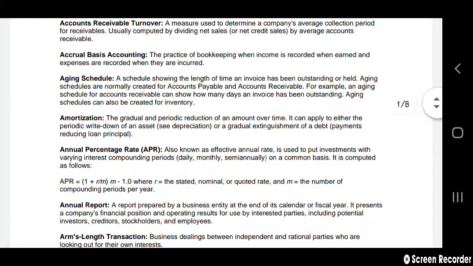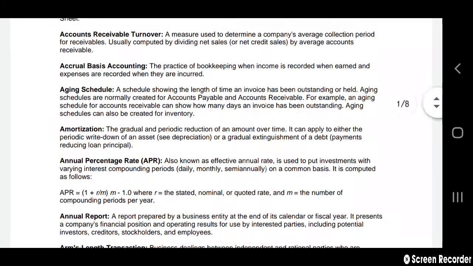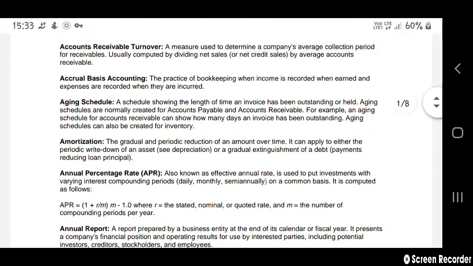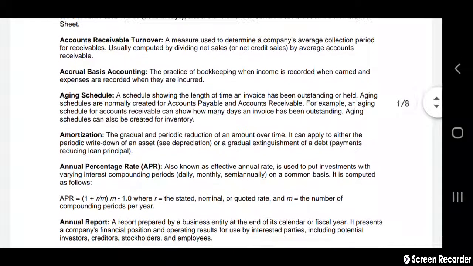Accounts receivable turnover: a measure used to determine a company's average collection period for receivables, usually computed by dividing net sales by average accounts receivable. Dividing the net sales by average accounts receivable, you will get the accounts receivable turnover.